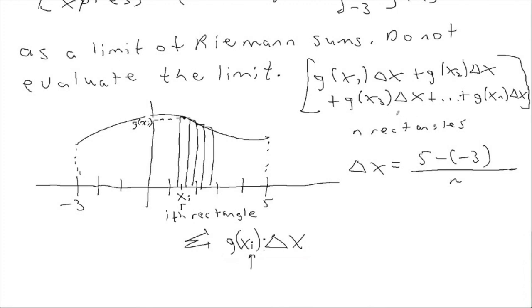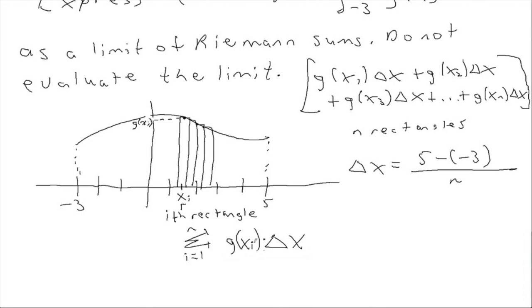What would i be for the first rectangle? 1. And for the last rectangle? n. So we're going to add up all these terms, changing i each time. What's the first value we're going to use for i? 1. And what's the last value we're going to use for i? n. Okay, so that's what these symbols mean. If we understand what they mean, we don't just have to memorize them. We can actually figure out why this makes sense.